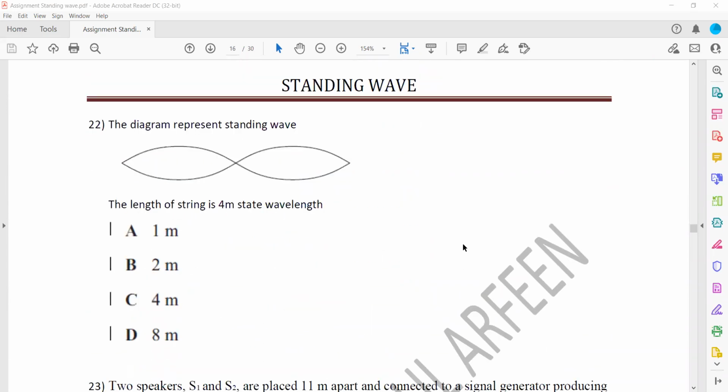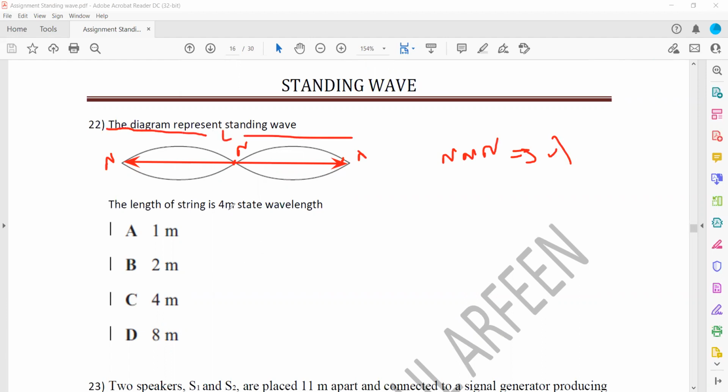The diagram represents a standing wave. The length of the string is 4 meter. What is the wavelength? So it is two loops. This is node, node, and node, and the distance between three successive nodes is equal to the wavelength. So actually, the length of all of the string is equal to the wavelength. So if the length is 4 meter, the wavelength is also 4 meters.